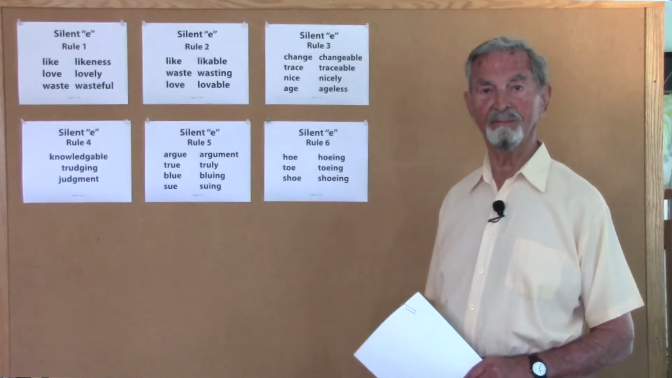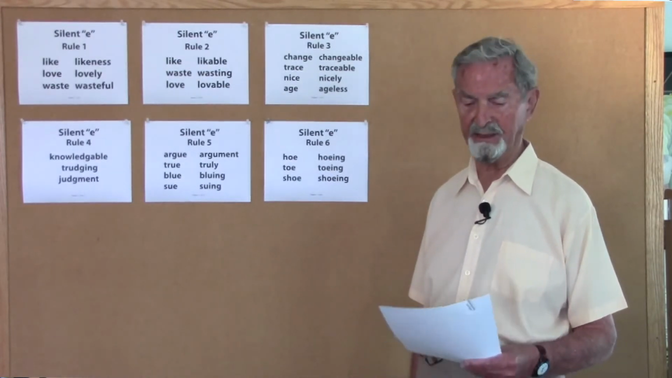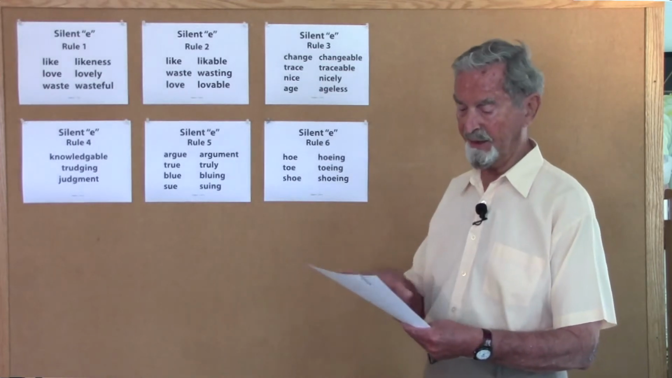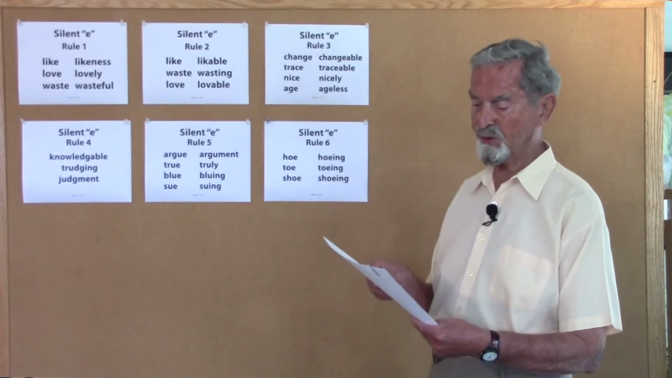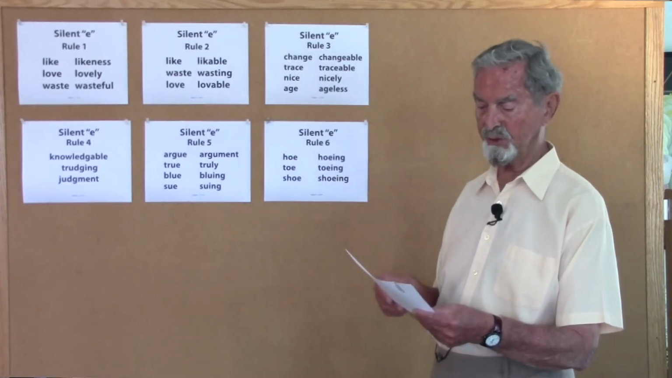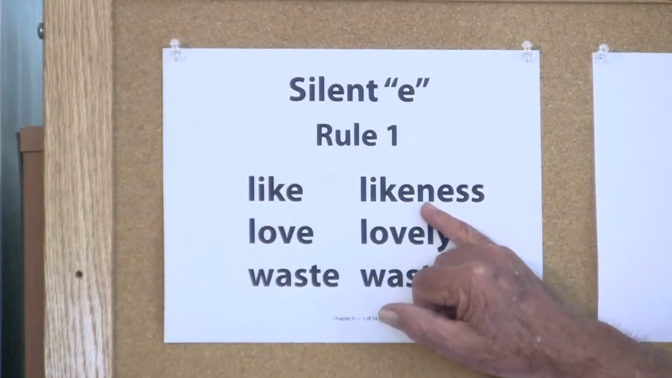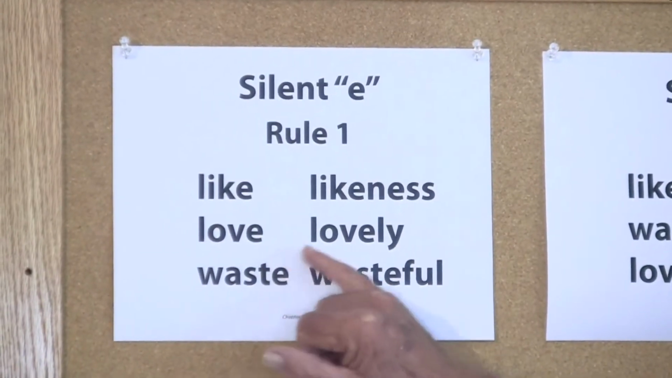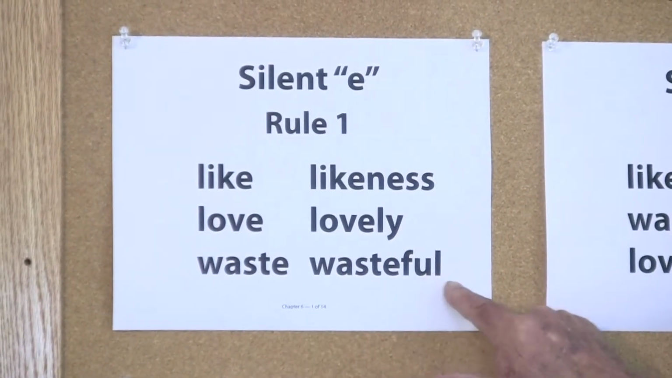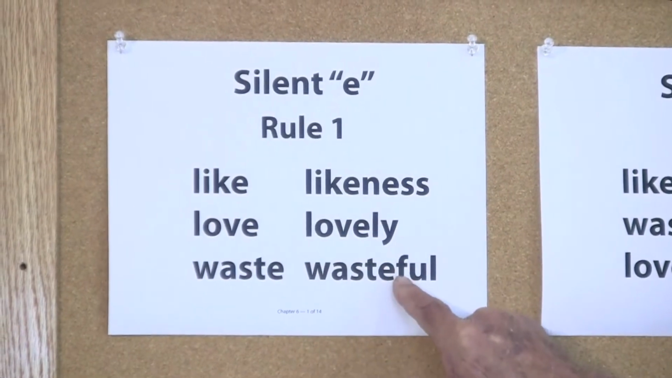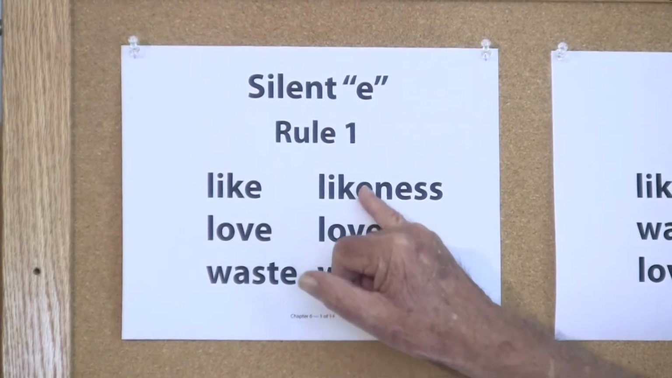But the big problem is how to get rid of that silent E when adding suffixes. And here we have the rules quite clearly. Rule number 1, keep the silent E when a consonant suffix is added. Okay, the suffix is ness, love, lovely, L-Y, waste, wasteful. Ness, ly, and ful begin with a consonant, therefore you retain the E.